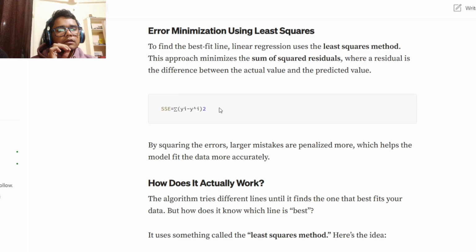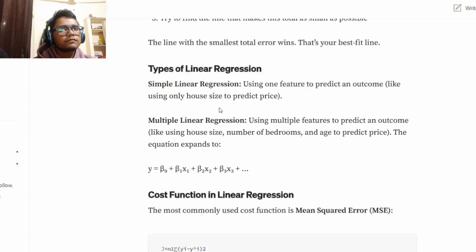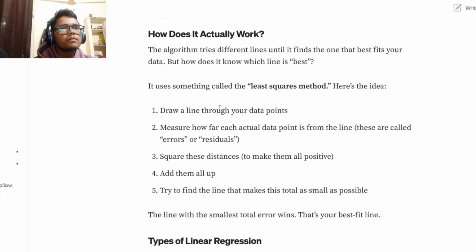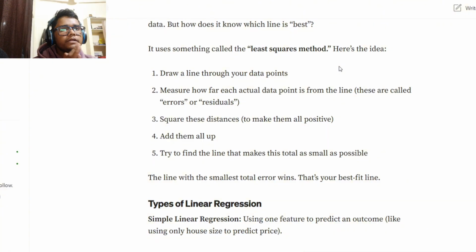Let's see what error minimization is. Let's see how it actually works. The algorithm tries different lines until it finds the one that best fits your data. But how does it know which line is best? It uses something called the least squares method.